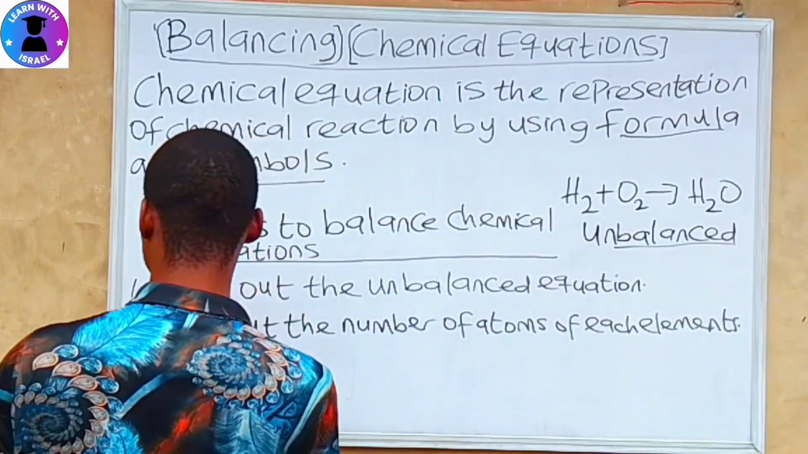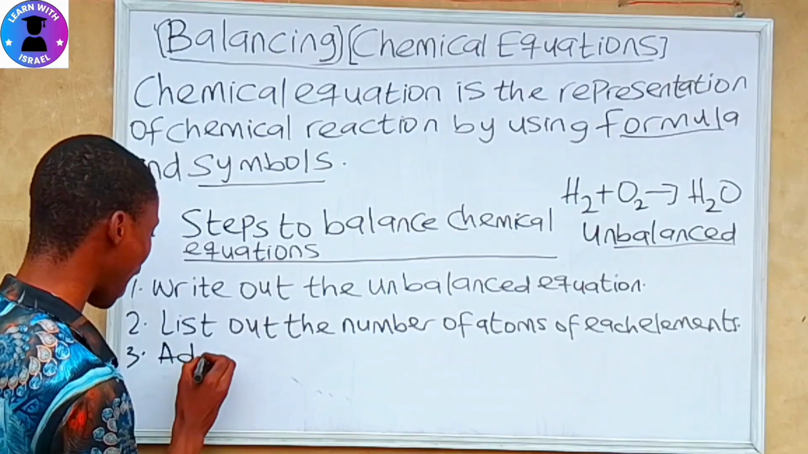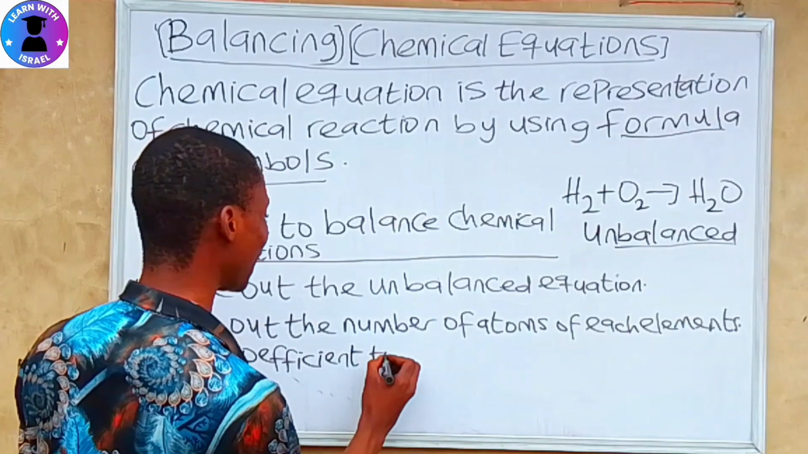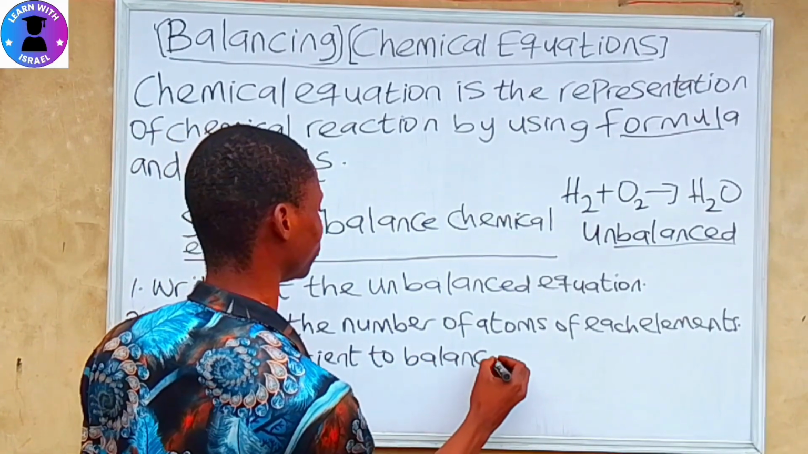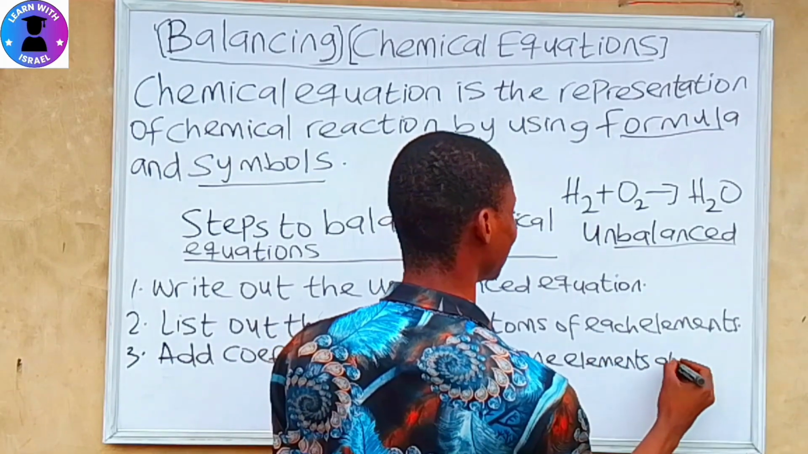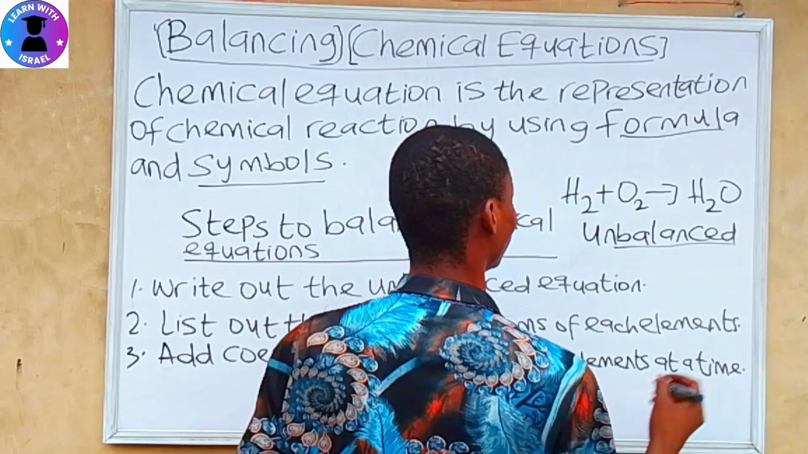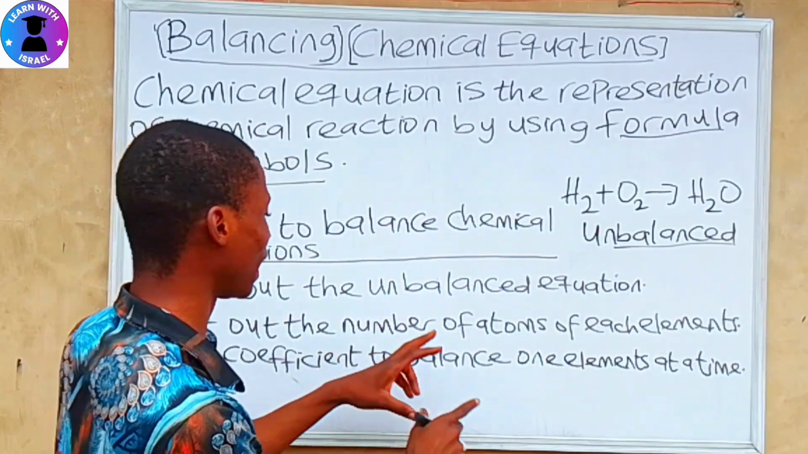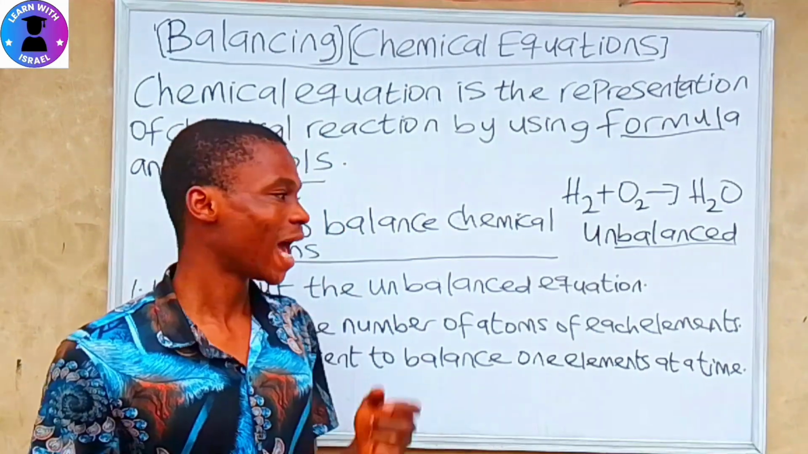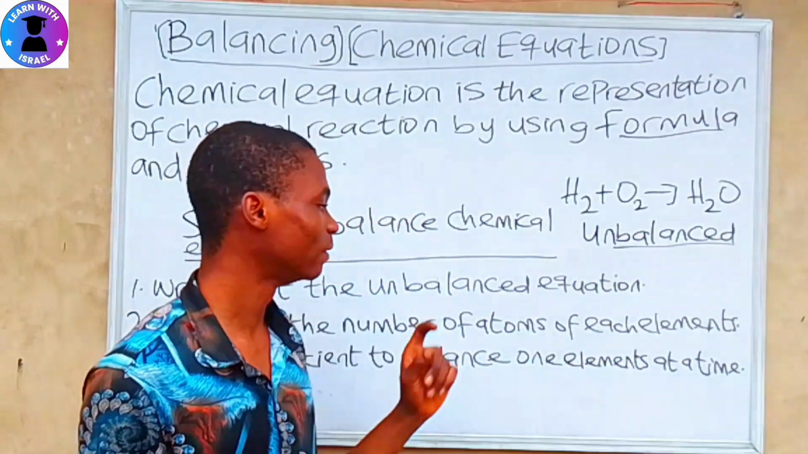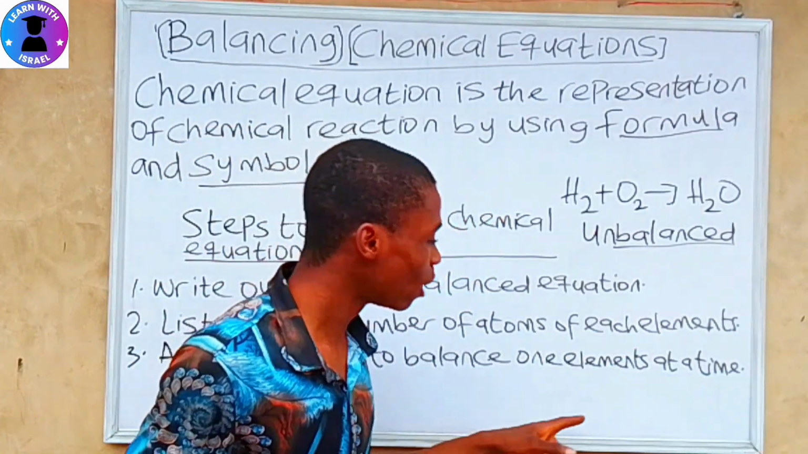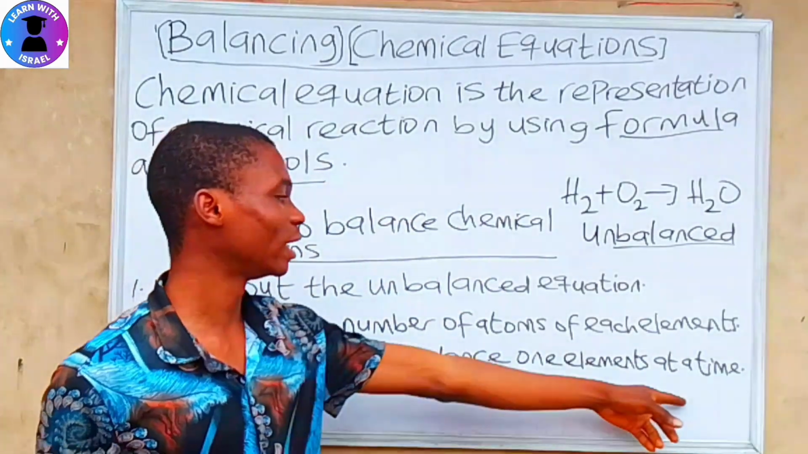So the third step is to add coefficients to balance one element at a time. Since you have written out your unbalanced equation and listed out the number of atoms of each element, the next thing is to add coefficients to balance one element at a time. How do we do that?